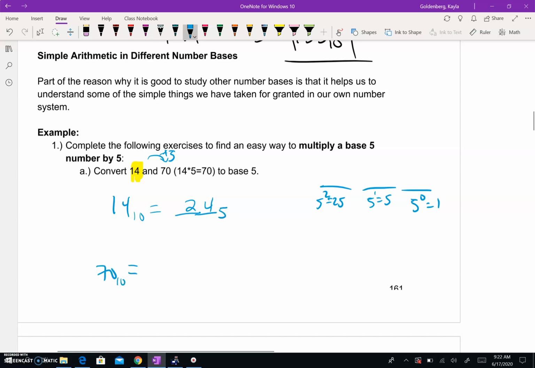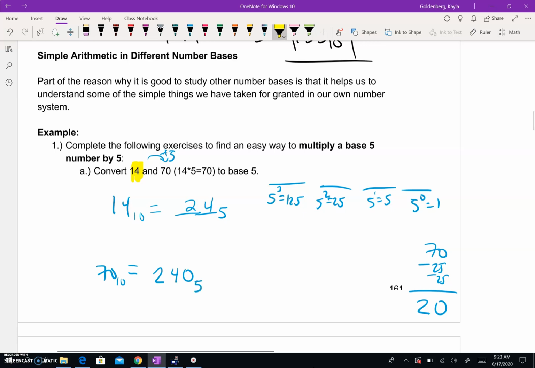And 70 base 10. Let's see, 70 has got 25. So let's think about what the next digit is just in case. That'd be 5 cubed, which is 125. So that's too big. So 70 has, let's see, 2 25's. So if I do 70 minus 25 minus 25, that's taking away 50, and I'm left with 20. And 20 is 4 5's, so I can call it 240. Notice, right, 2 25's, 4 5's, no 1's. You can't just forget about that last space, otherwise you're saying it's a different size.